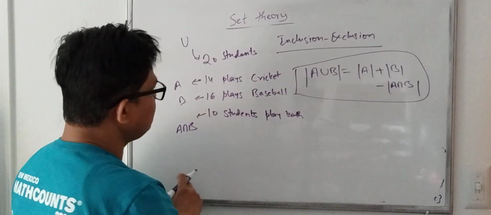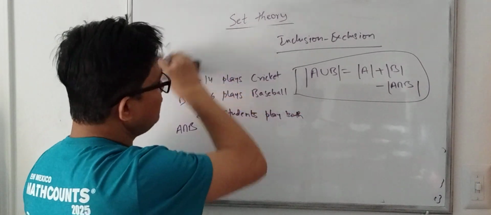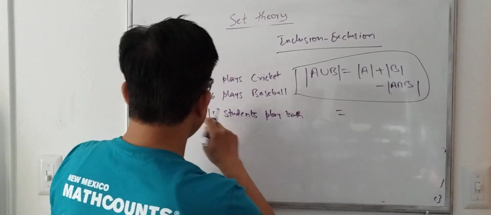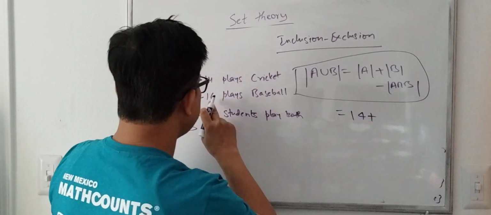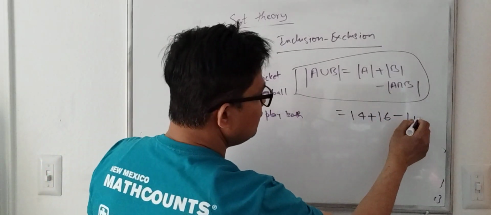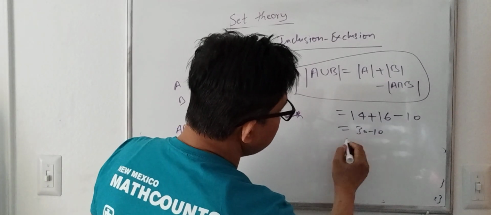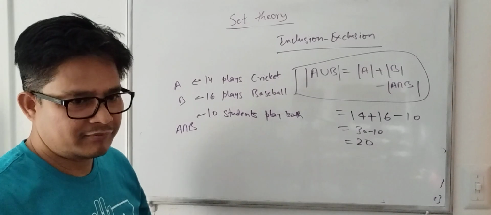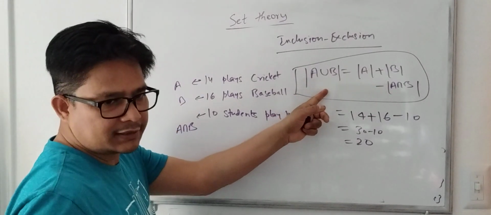So let's take this example. Suppose the number of students is not given. I have to find how many students are there. So what will I do? What is A? How many students are there? 14. 14 plus how many students are here? 16. And how many students are here, A intersection B? 10. So 14 plus 16 is 30, minus 10, which is 20. The number of students in the class is 20. This is the formula, okay?